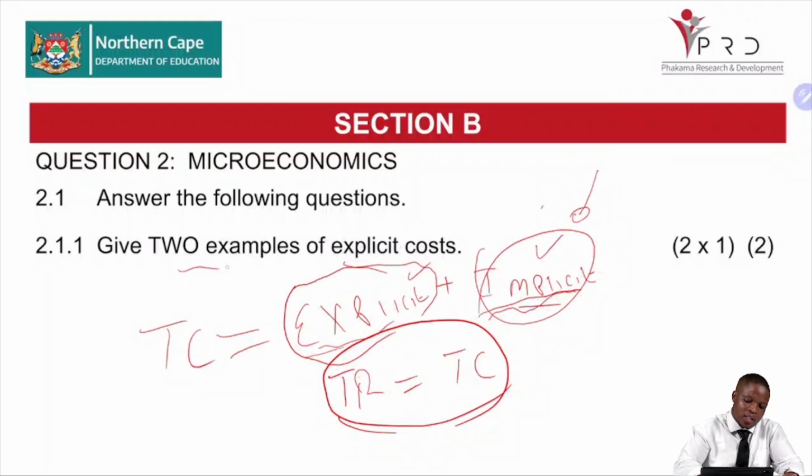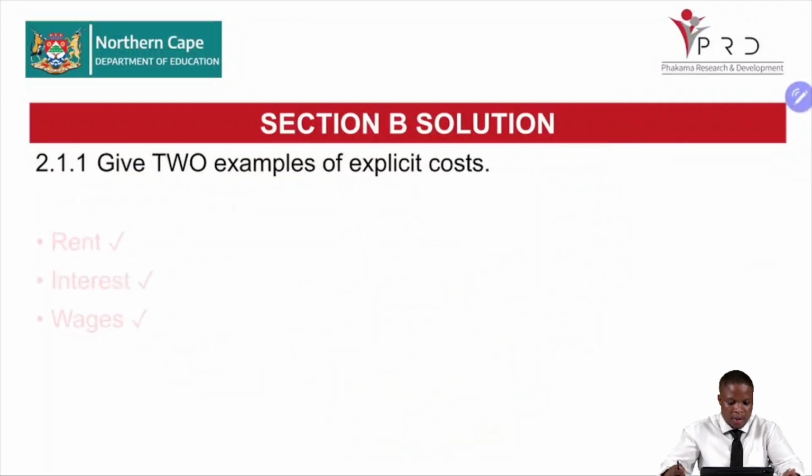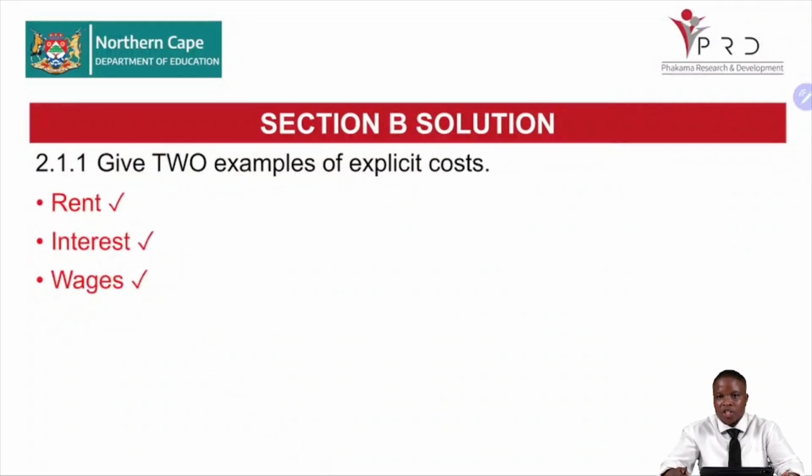So this one is asking, for example, of explicit cost. I've mentioned a few and I think we are catching on. Rent, interest, wages, those can be direct expenses to your business, raw material, right? Whatever, it depends on what you are selling actually. That will be your direct cost in the business.